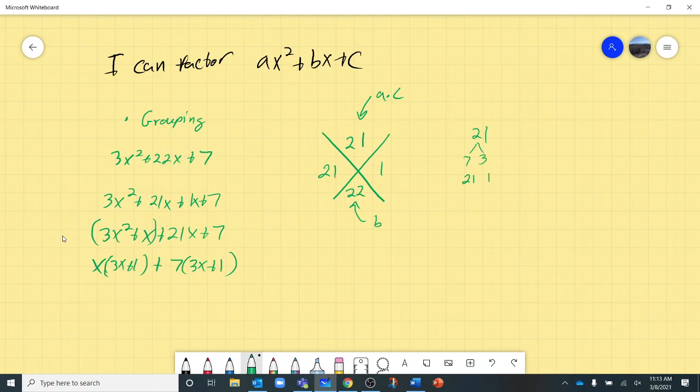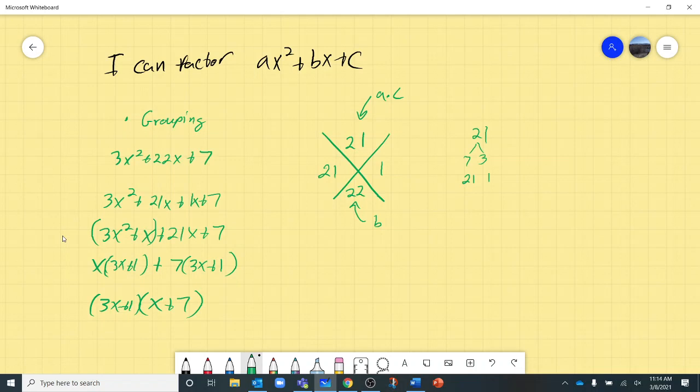And so now we have a common factor to both, and that's the 3x plus 1. So we're going to go ahead and write 3x plus 1, and then in parentheses, everything that's left, which is the x and the 7. So x plus 7. Okay. Yeah, so that's what we call factoring by grouping.